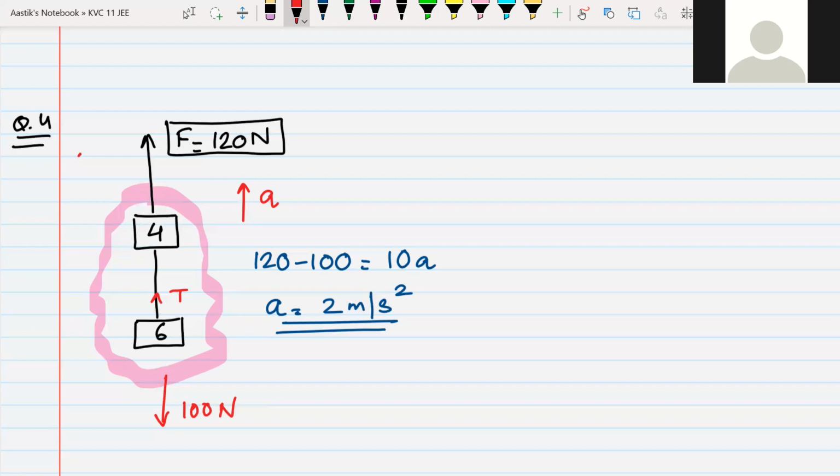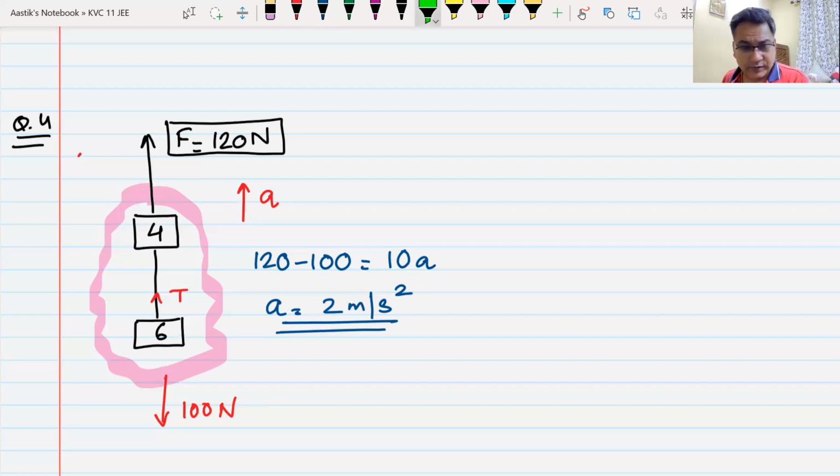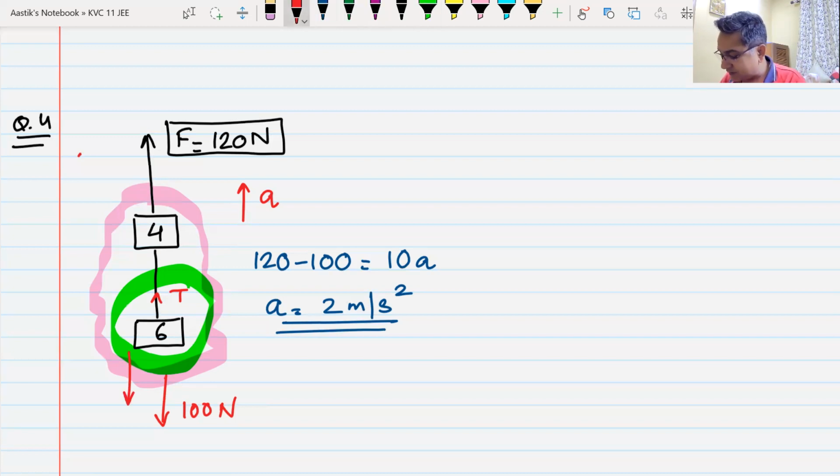72 newtons looks good. How are you supposed to get that answer? For getting that answer, you just take the lower block as the system. You understand this? The force in the downward direction on this lower block will be 60 newtons. The tension is upwards for this lower block.